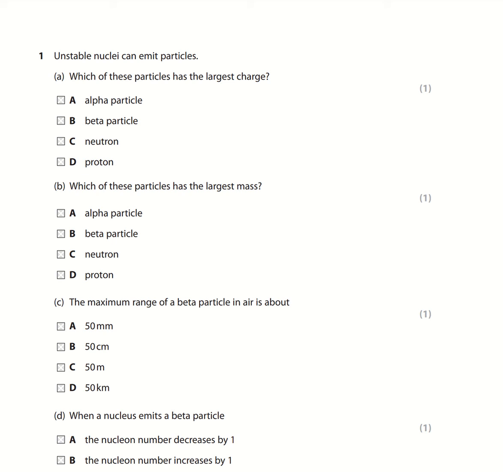IGCSE Physics, Paper 2, Radioactivity, Part 1.